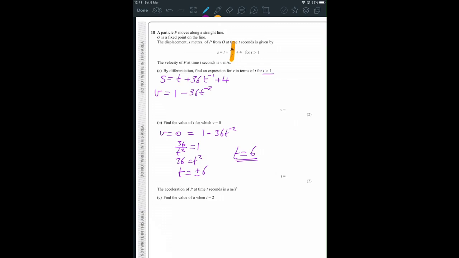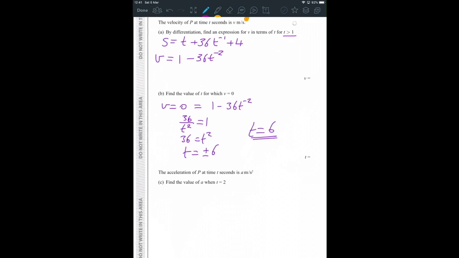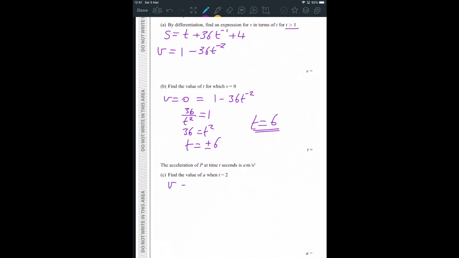The acceleration is our next part. Well, acceleration is the derivative of velocity. So I need to differentiate again. I'm going to rewrite v down here, so it's right next to our working. So we need to differentiate again. The 1 disappears. Numbers disappear when you differentiate. The second term, we need to bring down the power. We need to multiply by -2 and reduce the power by 1.